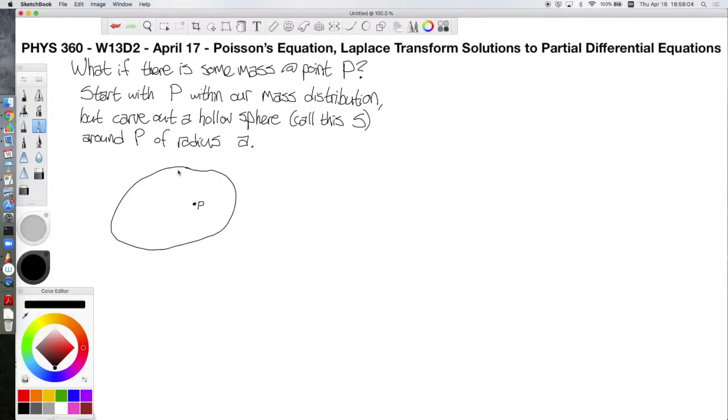So we are going to start with some overall mass distribution where the point P is within our mass distribution, but we're going to carve out a hollow sphere of this mass distribution around point P, where the radius of this sphere is a. And let's define some terms here because we're going to have a few different F's and V's floating around in this problem, so I want to get those all written down right now.